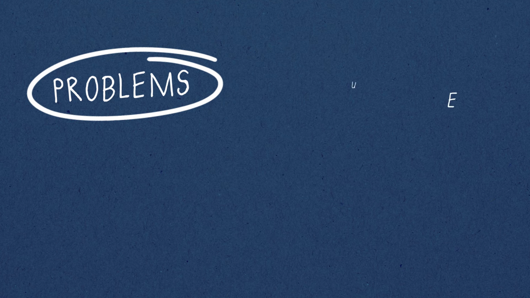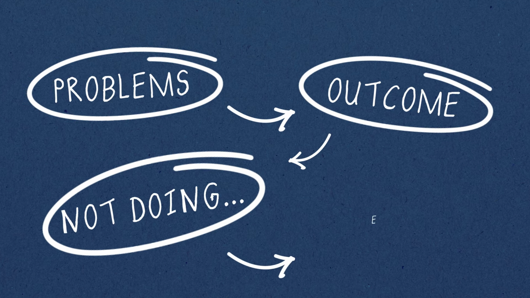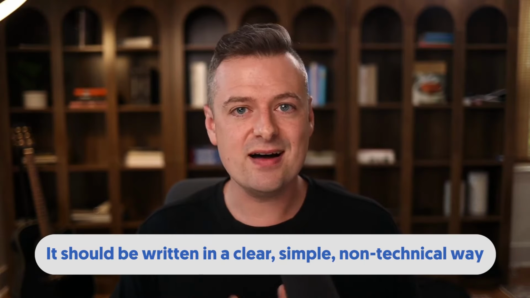We like to present this in a Notion document where we set up the problems and then define the outcome, then go to what is not included, and then eventually explain the appetite. It should be written in a clear, simple, non-technical way where anyone on the team can pick this document up and read it top to bottom and have a really clear idea of what this project entails.